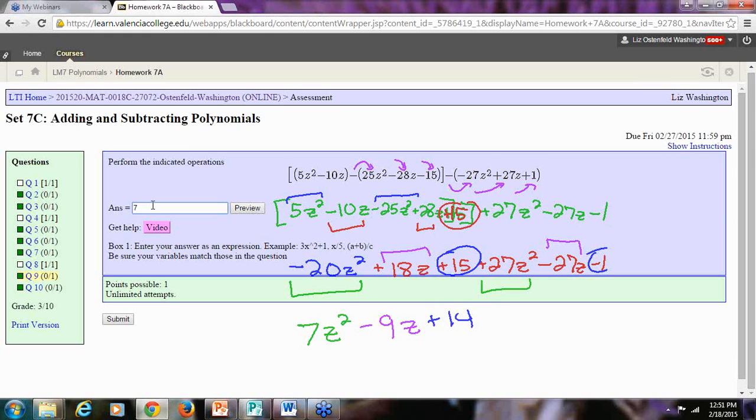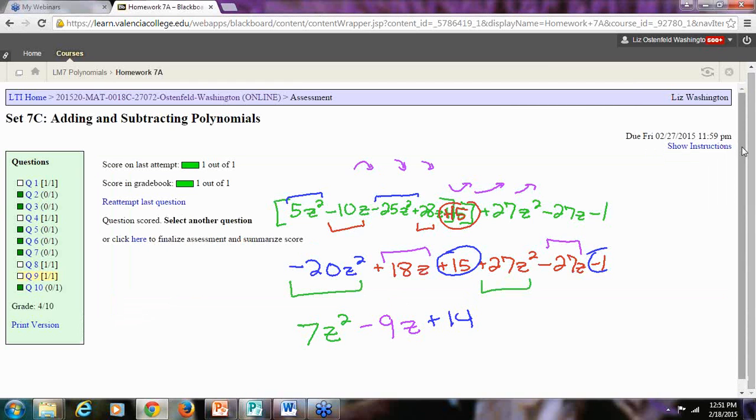Okay, we have 7z up arrow squared minus 9z plus 14. Preview it. 7z squared. Yep, that looks good. Very nice.